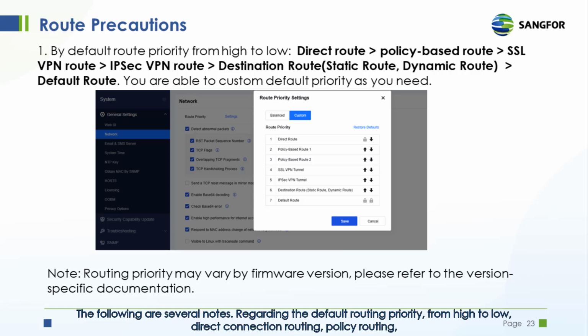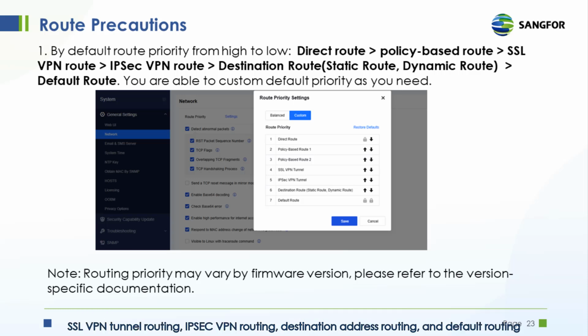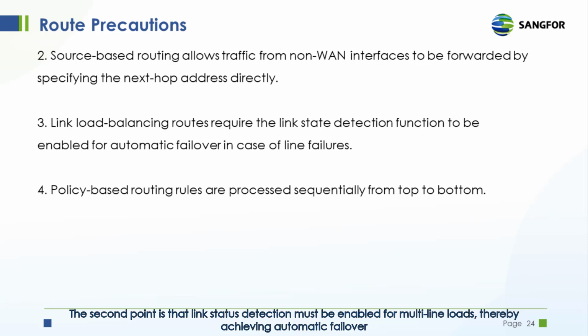The following are several notes. Regarding the default routing priority, from high to low: direct connection routing, policy routing, SSL VPN tunnel routing, IPsec VPN routing, destination address routing, and default routing. You can manually adjust the priority of the path in the system options. The second point is that link status detection must be enabled for multi-line loads, thereby achieving automatic failover.